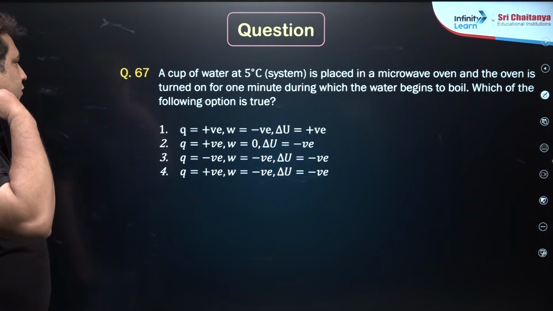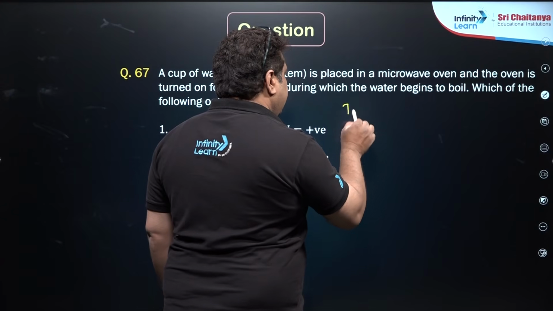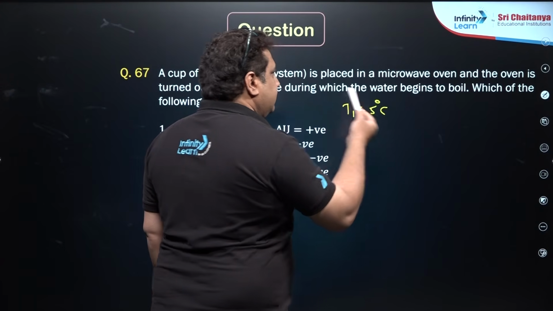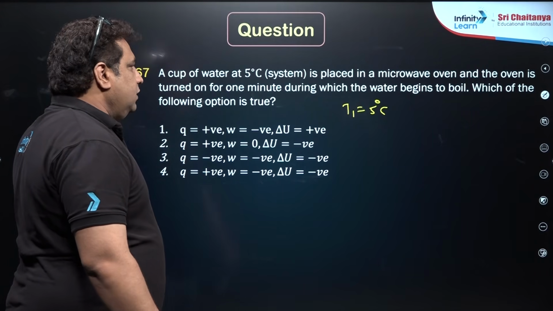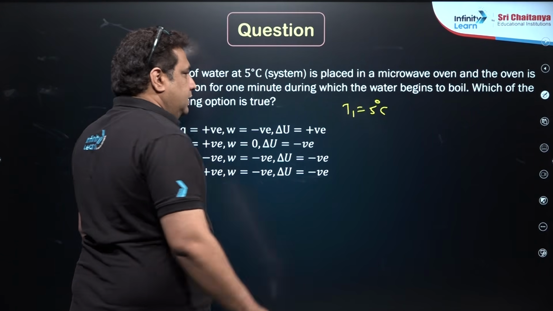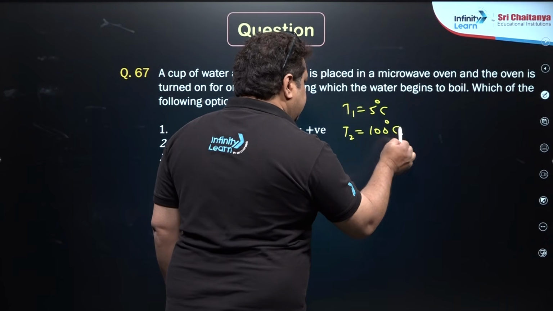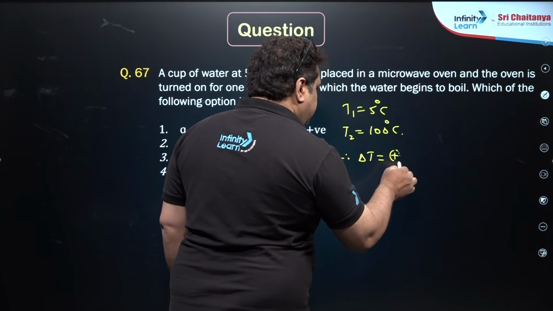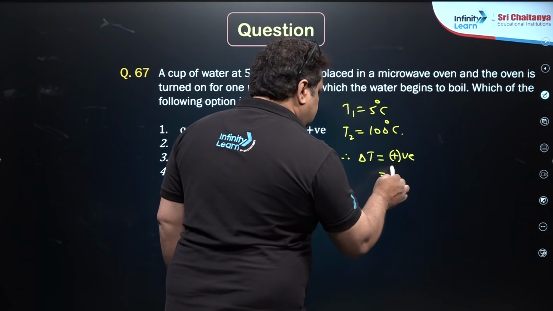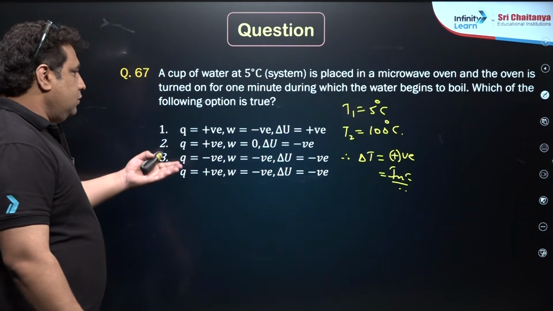Right. A cup of water at 5 degrees, okay, that means temperature T1 is 5 degrees Celsius, is kept in a microwave oven and the oven is turned on for 1 minute, during which the water begins to boil. That means T2 is 100 degrees Celsius. That means delta T is positive or delta T has increased. Now he is asking Q, W, etc.